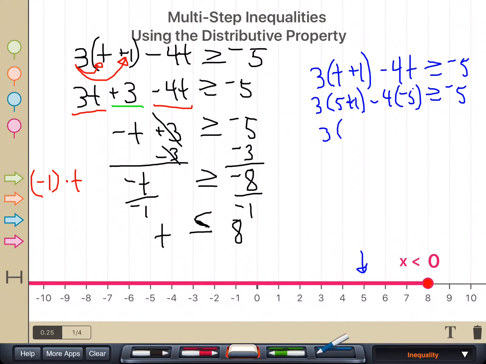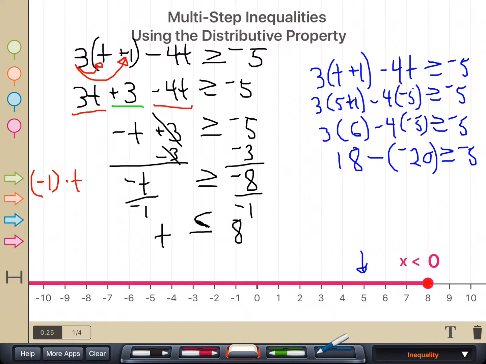So 3 times (5 plus 1) is 3 times 6, which is 18, minus 4 times 5, which is 20, is greater than or equal to -5. So 18 minus 20 is... sorry, let me redo this: 3 times 5 plus 1 is 18, and we're going to subtract -20, and that's going to give us a number that is greater than or equal to -5. So yeah, because we get 38 is greater than or equal to -5. So that's perfect, that works.